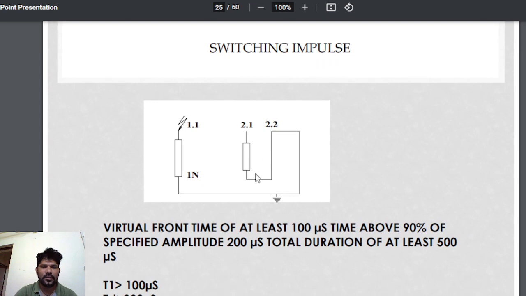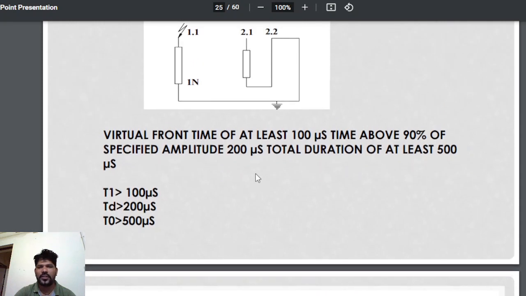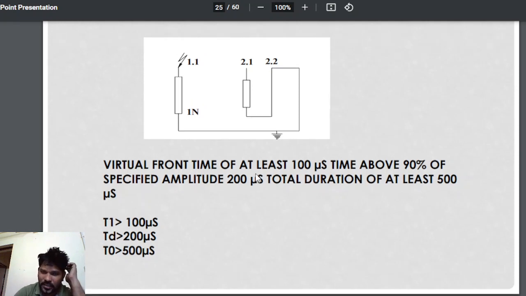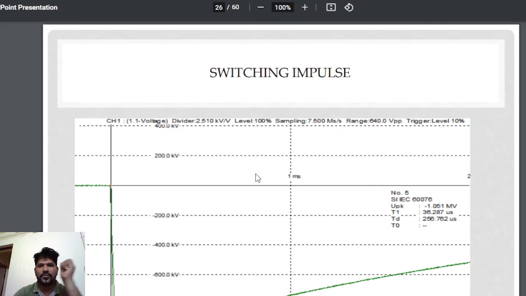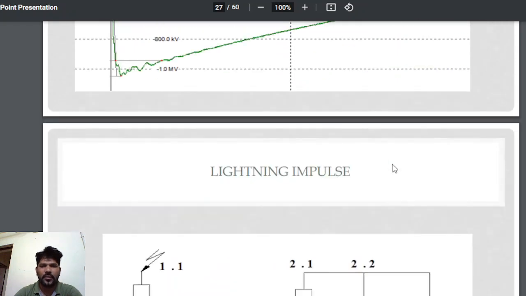So switching impulse, okay. So virtual front time of at least 100 microseconds, time above 90% of the specified amplitude 200 microseconds, total duration of at least 500 microseconds. We will do this test, give the impulse and see how it works. Okay. Next, switching impulse. These are the characteristics. Okay, we are giving the impulse and in how short a period of time it will be controlled.